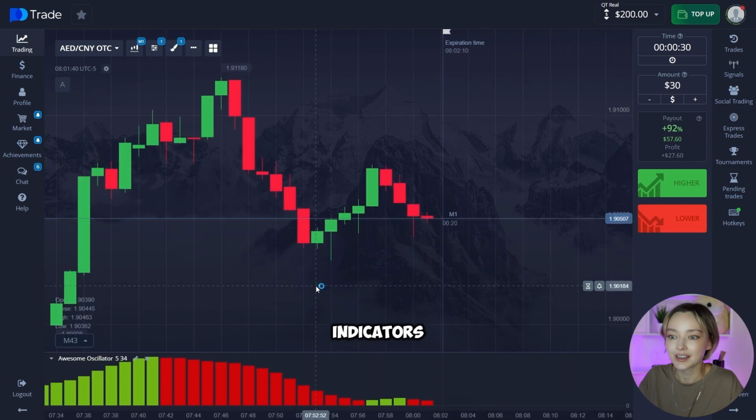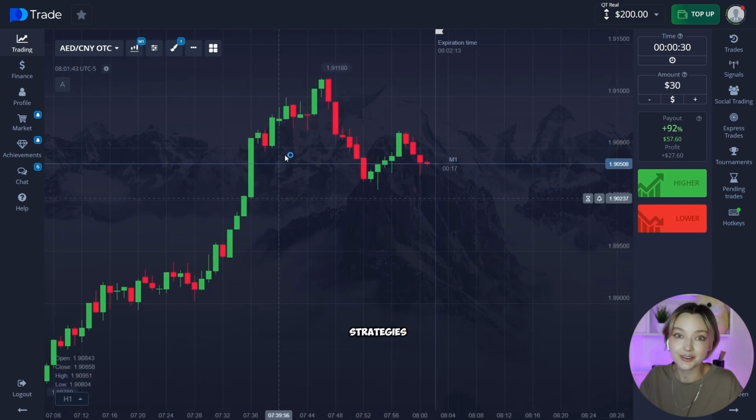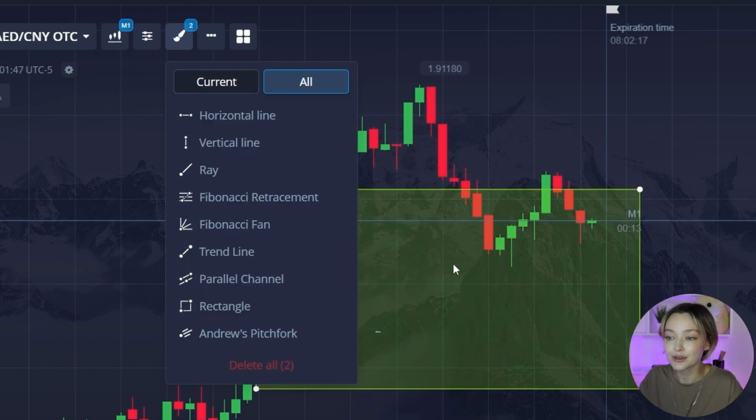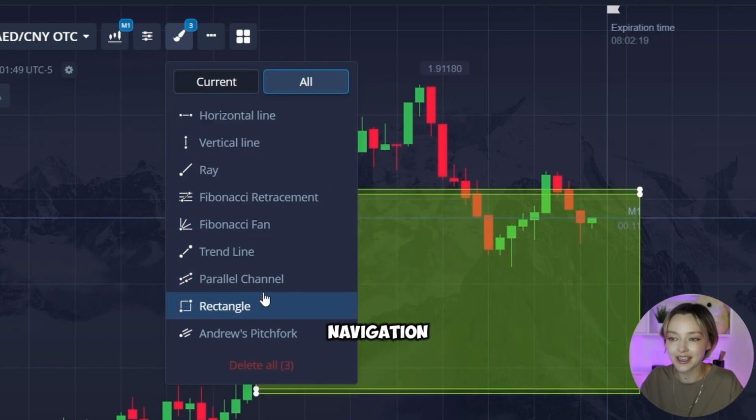There are also lots of indicators. We might need them for some other more complicated strategies that I, by the way, cover on my channel as well. We can also use these drawing tools or place rectangles as extra navigation companions.